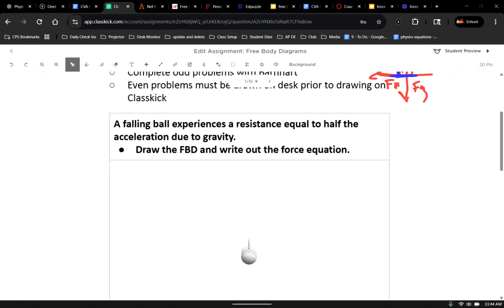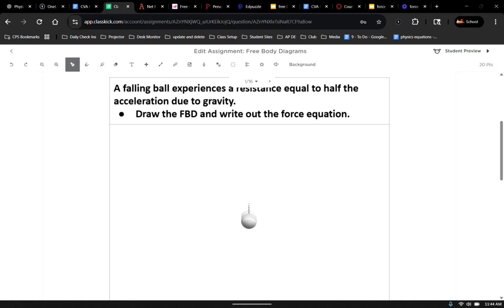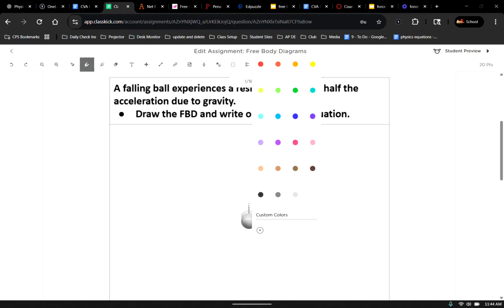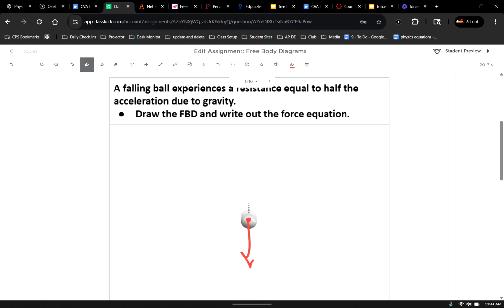Falling ball experiences a resistance equal to half the acceleration due to gravity. The first force you're always going to draw on these is gravity. Gravity is always pulling everything down. We're going to do that again from its center of mass, as close as you can get it. That's the gravitational force. We call it FG.